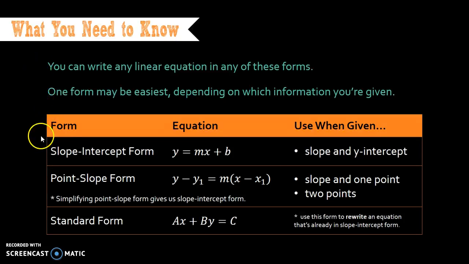So our three forms are slope-intercept form. That looks like y equals mx plus b. And just as the name suggests, that's super useful to use when you're given the slope and the y-intercept.